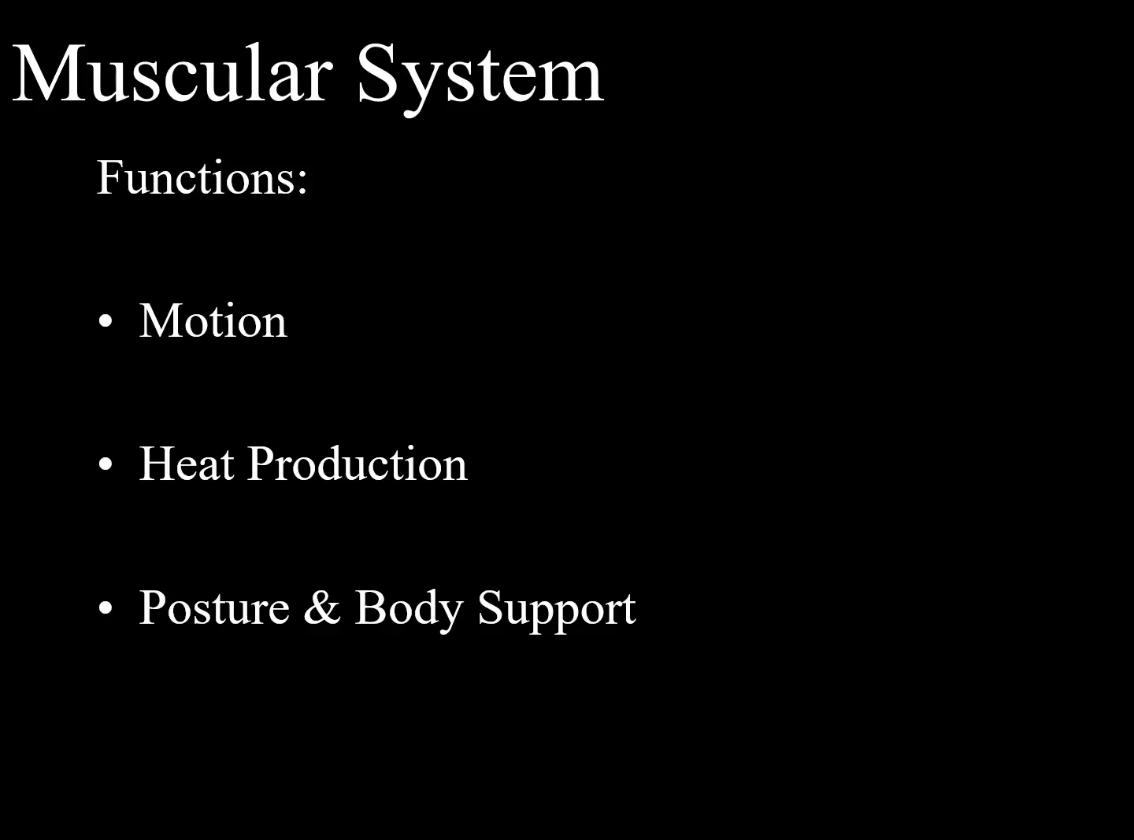Now we're going to talk about the muscular system, and it's got the obvious function of allowing animals to move, but it also is really important for heat production, and this is especially true for endotherms. And posture and body support are also really critical, and they're not really movement, but you wouldn't even be able to sit up in a chair without your muscular system constantly making minor adjustments to maintain your posture.